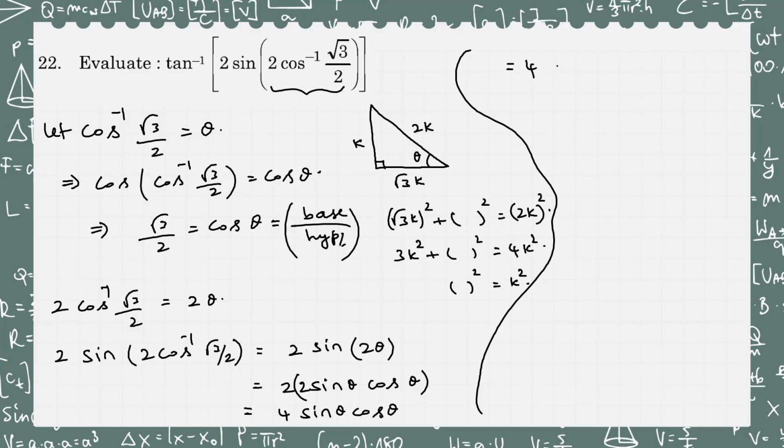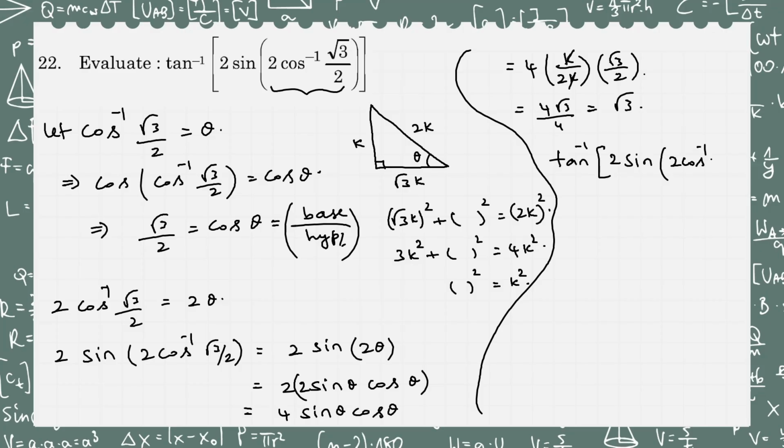And that will be 4 times sin theta, which is perpendicular by hypotenuse, k by 2k, into cos theta, which we already know is root 3 by 2. So k cancels here, and 4 into root 3 divided by 4 is just root 3. Now tan inverse of 2 sin of 2 cos inverse root 3 by 2 equals tan inverse of the answer for 2 sin of 2 cos inverse root 3 by 2, which is root 3.